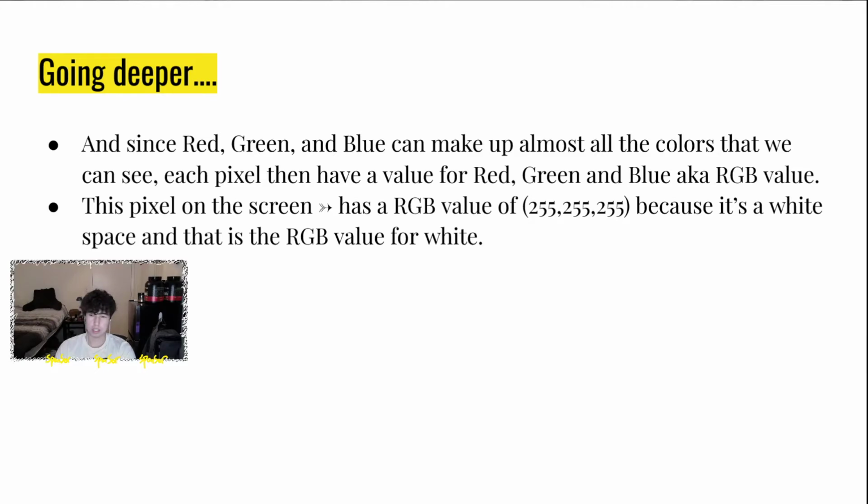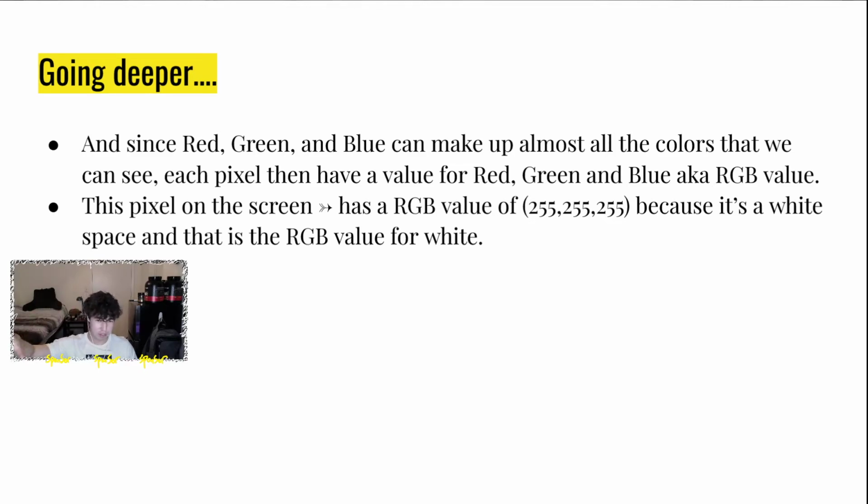Going deeper on that, since red, green, and blue can make up almost all the colors that we can see, each pixel has a value for red, green, and blue, also known as the RGB value. So each pixel on the screen has a red value, a green value, and a blue value. And this one tiny pixel that you can see next to the arrow has an RGB value of 255, 255, 255.